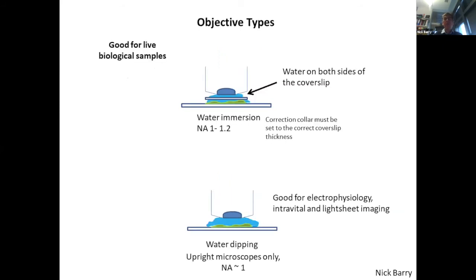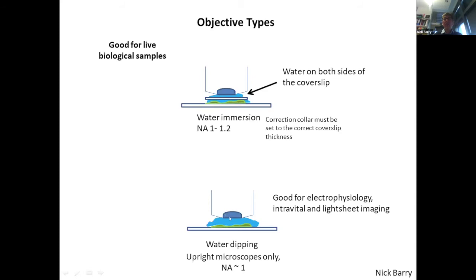For live samples, we can switch into water immersion because we have our sample in a watery environment, a water immersion medium, and then the objective. So this scenario allows you to focus up and down, because effectively you're just swapping water on one side of the cover slip and water on the other when you focus, and the optical properties are maintained.